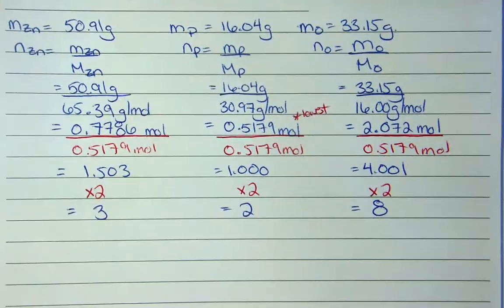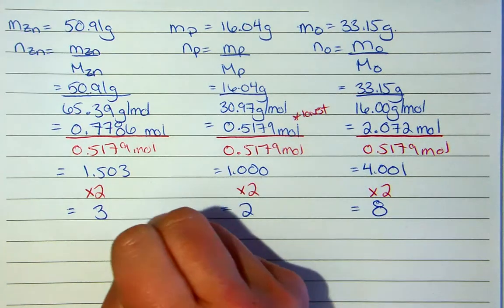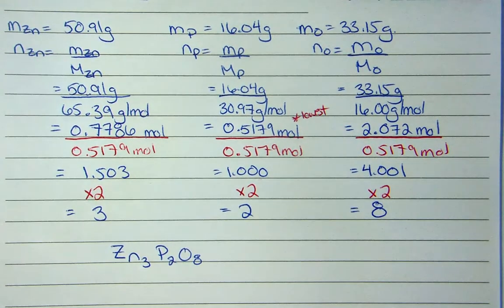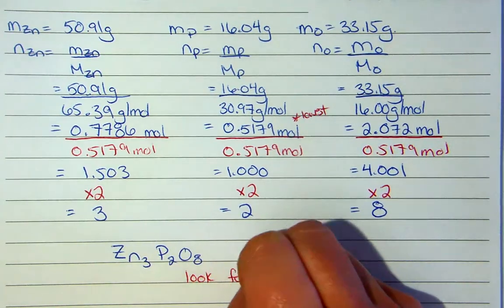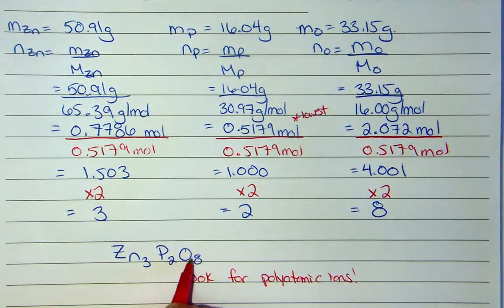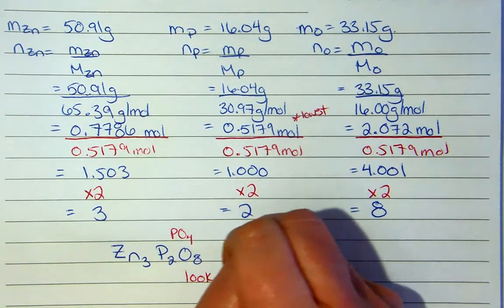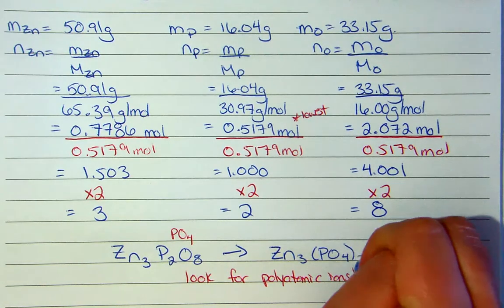Look at those whole numbers. So that means that I have 3 zincs, 2 phosphoruses, and 8 oxygens. We've never seen a compound like that, right? If you, though, look for polyatomic ions, we know that PO4 is a phosphate ion. So I'd recognize that I should probably write it like Zn3(PO4)2.